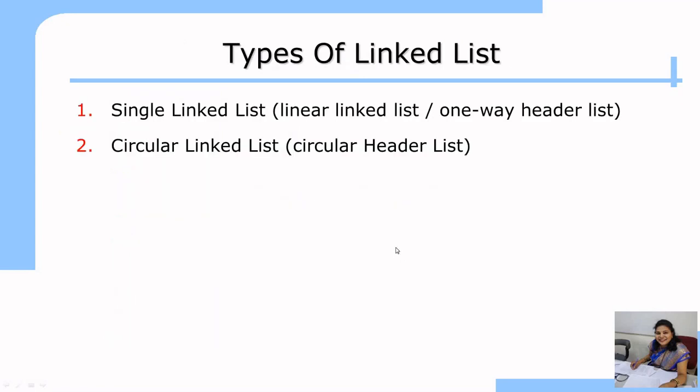There are two types of linked list in your syllabus: single linked list, also known as linear linked list, or one-way header list. Why one way? Because it travels in one direction from start node to last node. It is also known as a grounded header list because the link part of the last node contains the null value. The second type is a circular linked list, also known as a circular header list. It follows the circular path, that is from last node to first node. We are going to cover the circular linked list in the next video lecture.